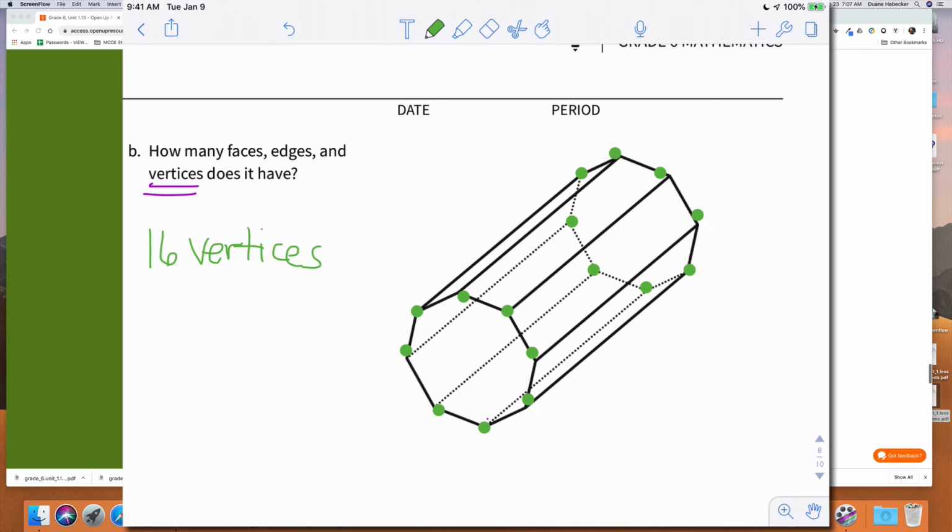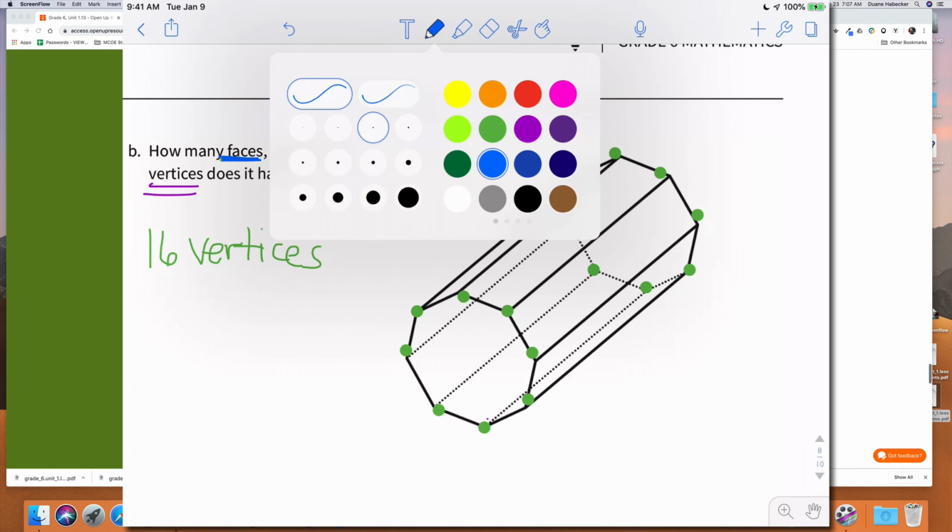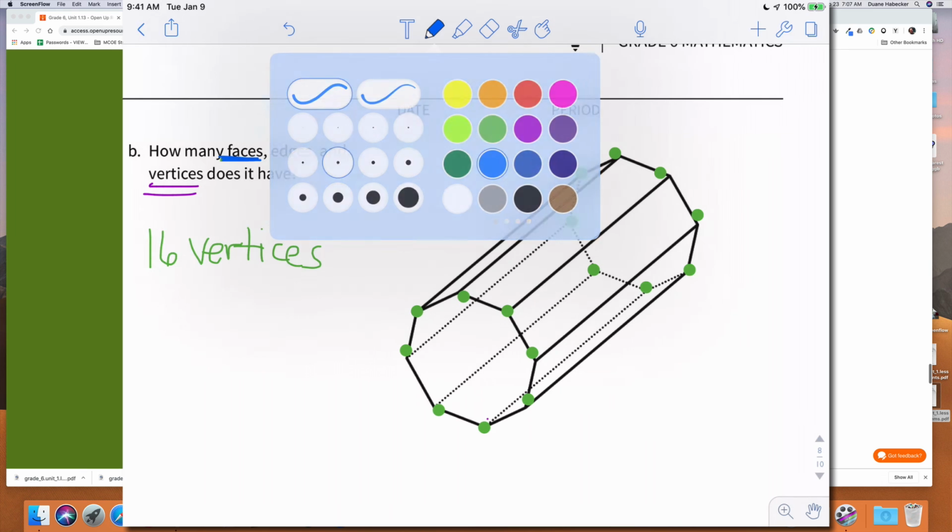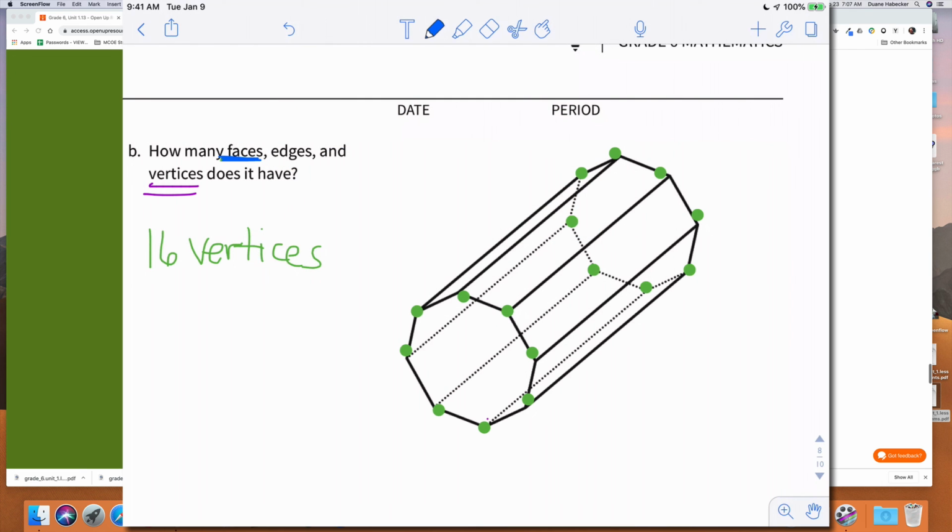All right, and if we want to talk about faces, that might be the next one. So let's take care of the faces. Faces are the flat things, right? So we have a top here, and then we have a bottom down here. So we know that we've got 2 faces so far.